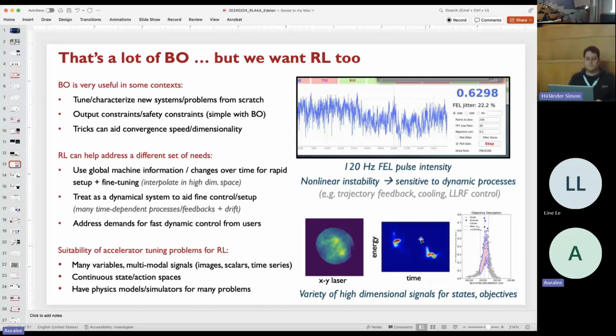We also want to be able to address these cases where users want very precise dynamic control over the beam, and that's something that we can't really do with BO because of how it jumps around the parameter space while trying to converge. And then all of the usual things apply in our cases as far as why these problems are suitable for RL. We have these very large continuous state and action spaces. We have a lot of different multimodal signals, including images and spectra, that we want to be able to combine as state information and also objectives. And then we have a lot of physics models and simulators for our cases, so there's a lot of opportunity to do offline training, as many others today have given examples of.